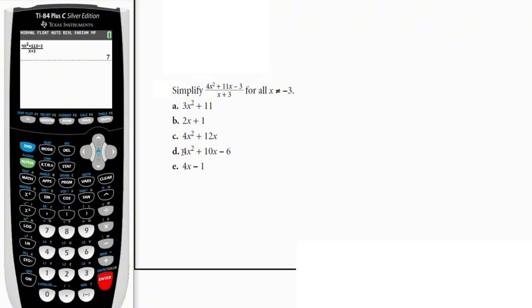The output is 7. So right now we are going to simplify the options. Any option that gives us 7 will be the answer to this question. Looking at the options, the correct one is option E, which is 4x minus 1. Because when you plug in 2 for x, 4 times 2 is 8, and 8 minus 1 gives you 7. So 4x minus 1 gives you 7, and the correct option is option E.